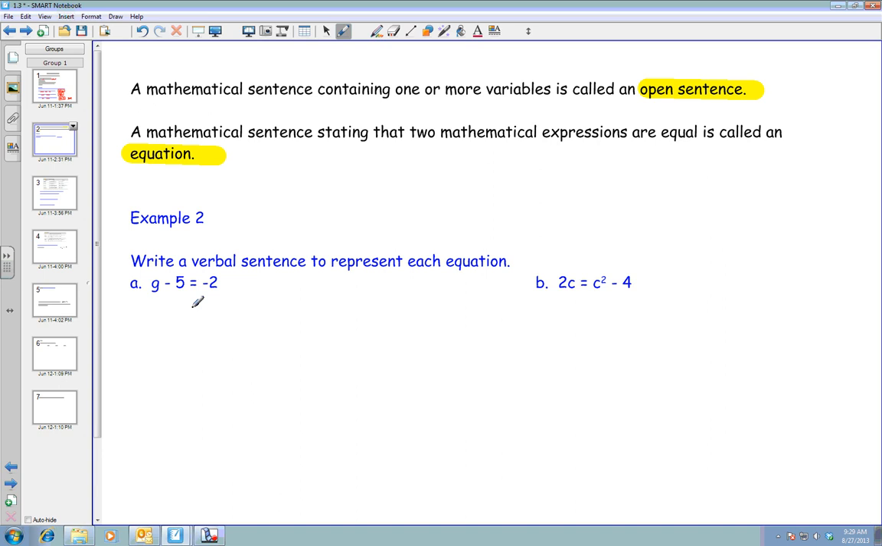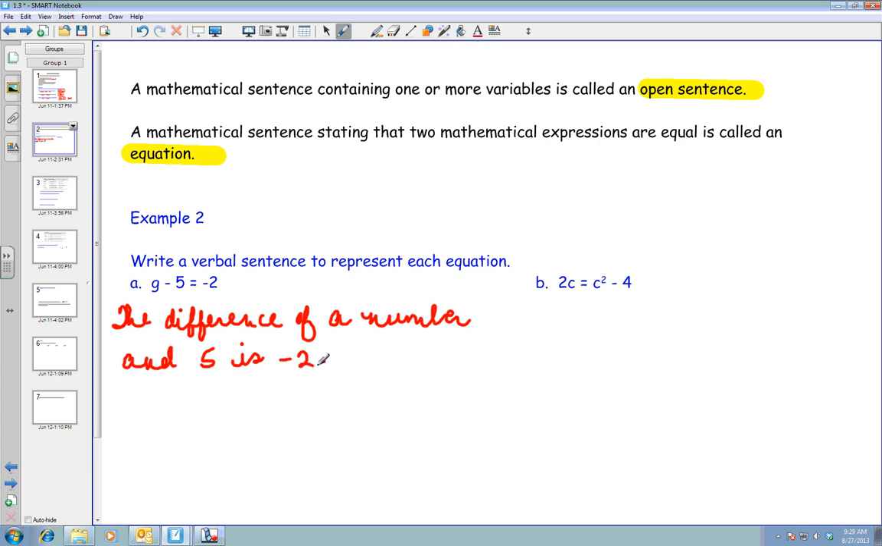I don't want you to say g minus 5 equals negative 2. Okay? I want you to say something different. I want you to word it differently. So I have a subtraction problem here. I could use the word difference. So I'm going to write the difference of a number and 5 is, because is means the word equals, negative 2. Okay, that's one way I could write g minus 5 equals negative 2.